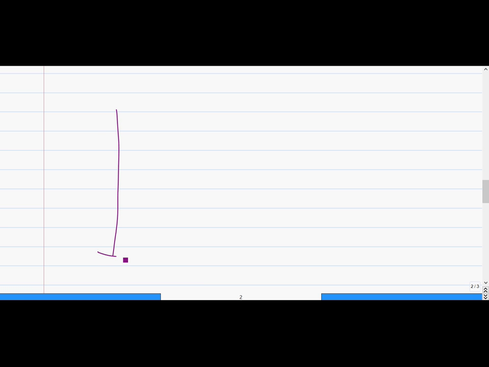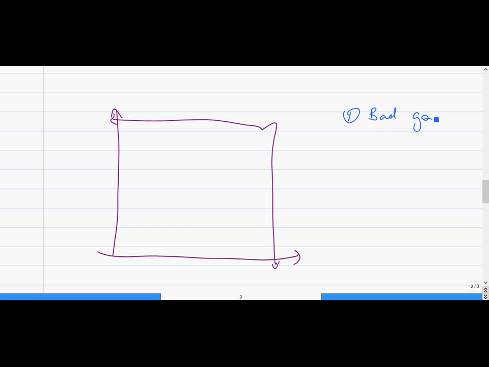So first we draw our usual Edgeworth box. No, that's not good. So I'll separate the two problems. The first problem is that there is a bad good.